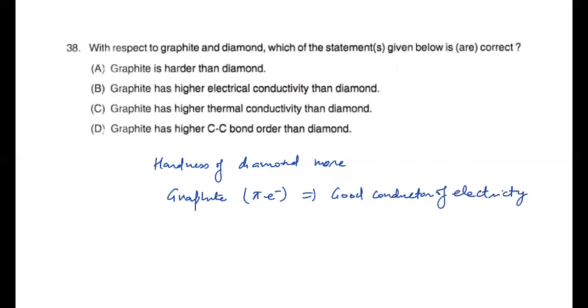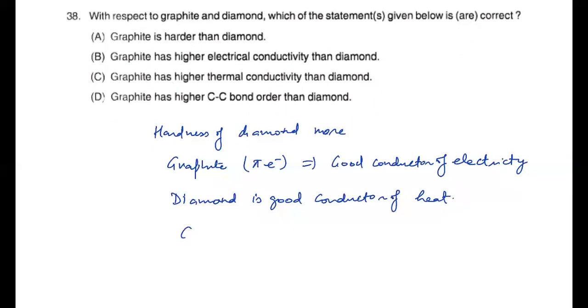The next option is graphite has higher thermal conductivity than diamond. This is incorrect. The thermal conductivity of diamond is higher because it has a more compact structure. Carbon atoms come in contact with each other through vibration, due to which heat conduction happens. So diamond is a good conductor of heat. That's why it's a very good question. Majority of students got this option wrong because they haven't gone through it clearly. Diamond is a good conductor of heat, poor conductor of electricity. Graphite is a good conductor of electricity, poor conductor of heat. And graphite has higher C-C bond order than diamond. This is correct because in graphite, carbon is sp2 hybridized.